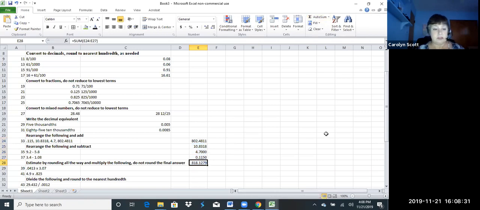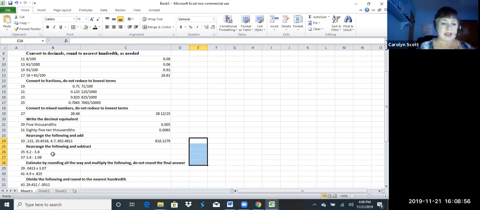And our answer is 818.1279. So now that you've seen that, and if you need to rewind and watch it again, but I don't like a messy sheet, so I'm going to get rid of it.